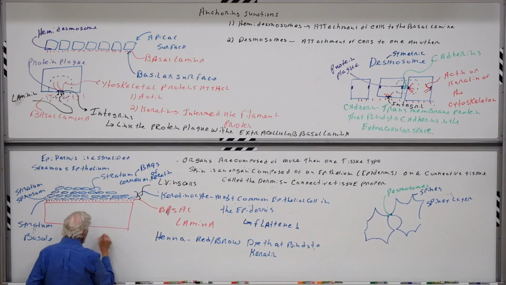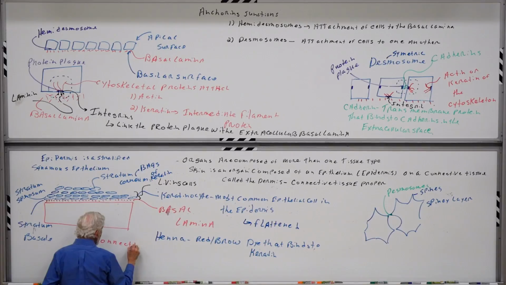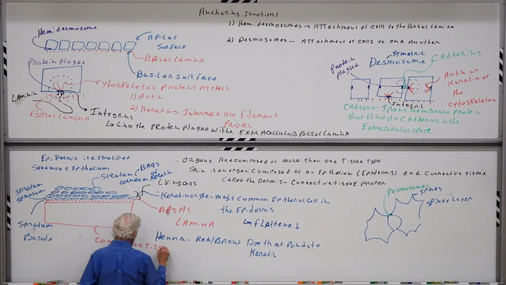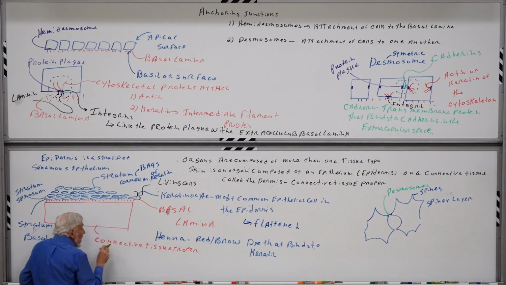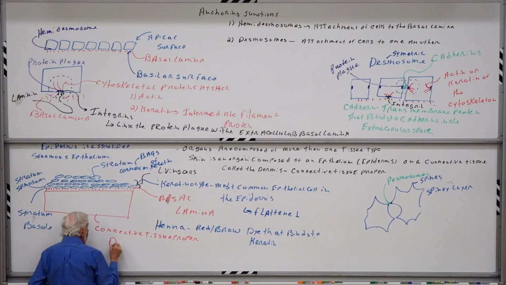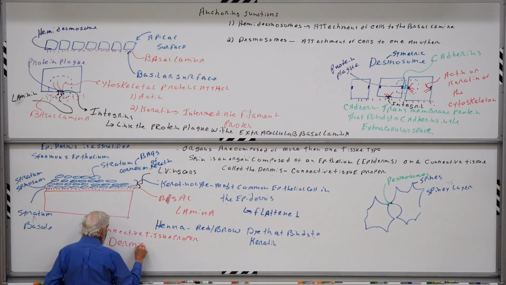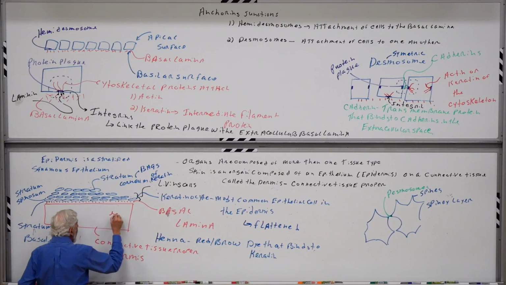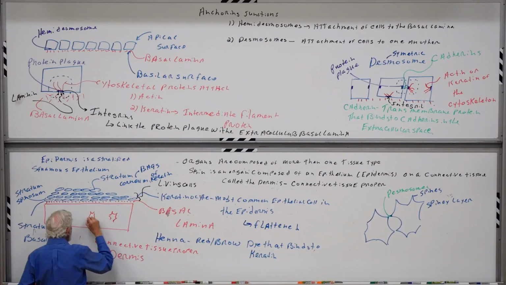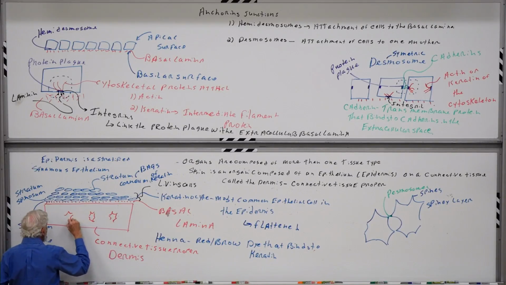And this tissue type is said to be connective tissue proper. This connective tissue proper, in this case, is called dermis. And you'll remember from our discussion of connective tissues that what connective tissues are made of are these widely scattered cells embedded in a protein matrix they've secreted.